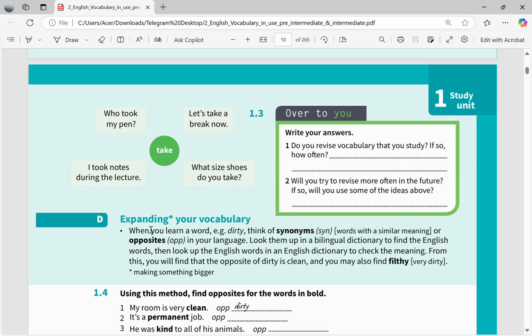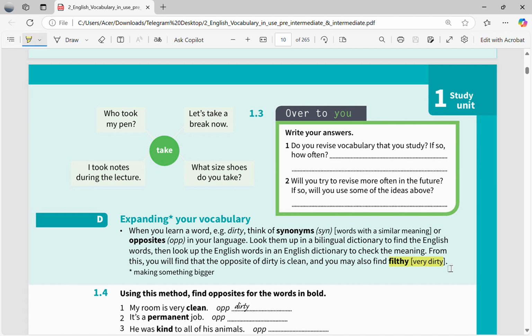Expanding your vocab. When you learn a word, think of synonyms, words with a similar meaning, or opposites in your language. Look them up in a bilingual dictionary to find the English words. Then look up the English words in an English dictionary to check the meaning. From this, you will find that the opposite of dirty is clean. You may also find filthy, which means very dirty. I haven't known it before, so I will highlight it.